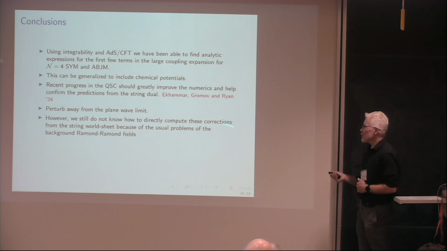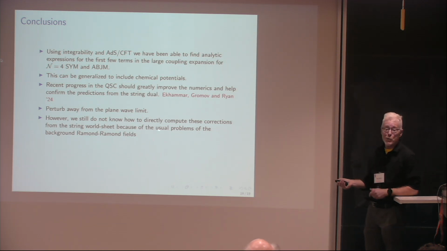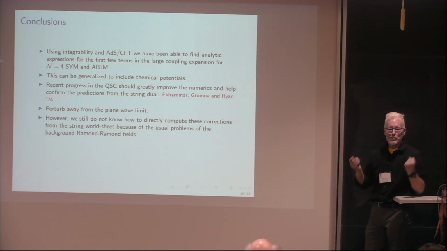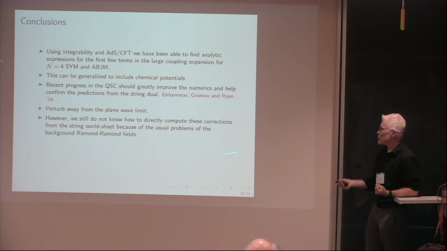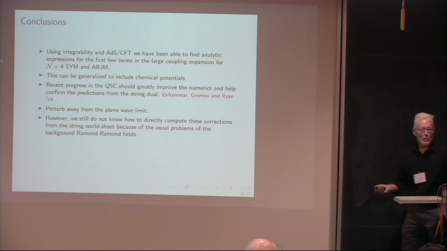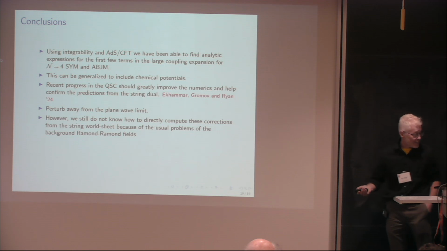But we still don't know how to actually extract this from a worldsheet computation. We can get very accurate numerics, where we know what the answer is, but we still don't know how to pull this out from the worldsheet. And this, of course, involves the usual problems when you have background Ramond fields and worldsheet fermions.